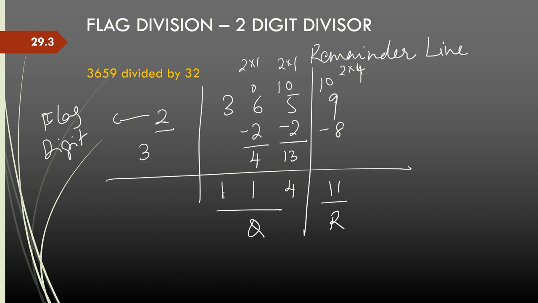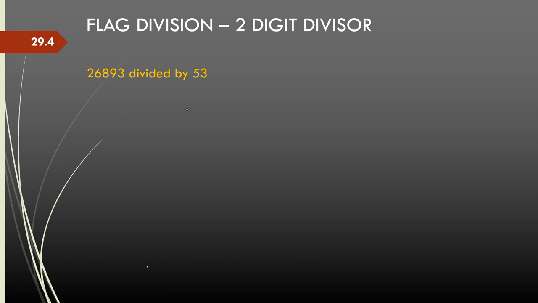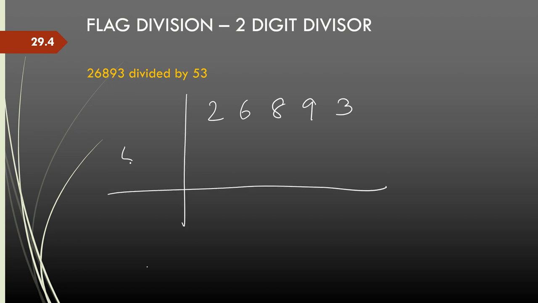Let's do one more example. So if I am dividing 26893 by 53, 3 is the flag, and because there is one digit in the flag, I have one digit from the right as the remainder line. Now let's start dividing. 26 by 5, it's 5 times, is 25, 10 carried forward, the adjustment is 3 into 5. I don't have to write it once I get used to it.